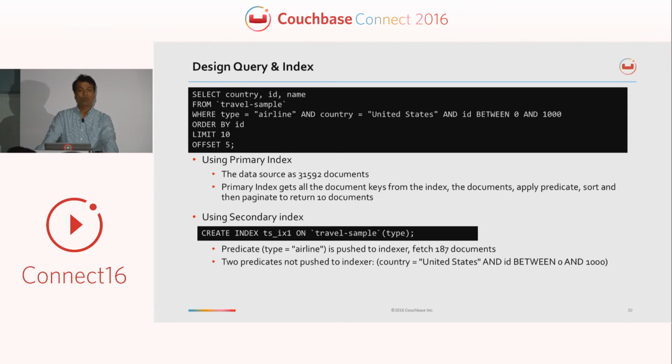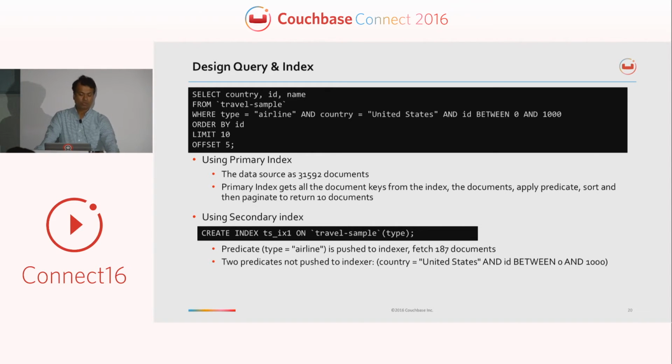If you have only one index for this, if you only have the primary index, we have to fetch about 31,000 documents to do the query processing. We fetch all the documents, apply the predicates, do the sorting, and do the pagination from there on. So then we say, okay, this is too much. I get the answers in a few seconds, so it's too slow. I want to improve the performance.